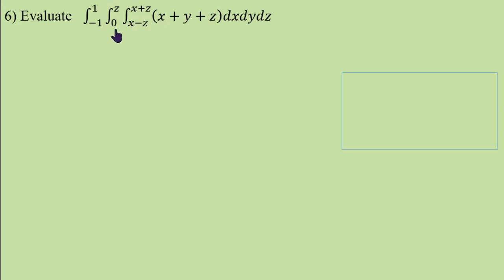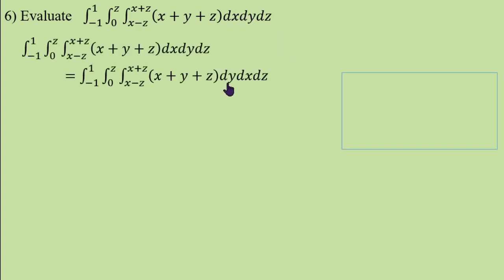next one is, limit is 0 to z. Therefore, integrate with respect to x. Finally, integrate with respect to z. Therefore, it is not dx dy dz, it is dy dx dz. So, this is the logic. Because it is a function of x and z, first integrate with respect to y, then it is a function of z, this limit is a function of z, therefore integrate with respect to x, finally integrate with respect to z.